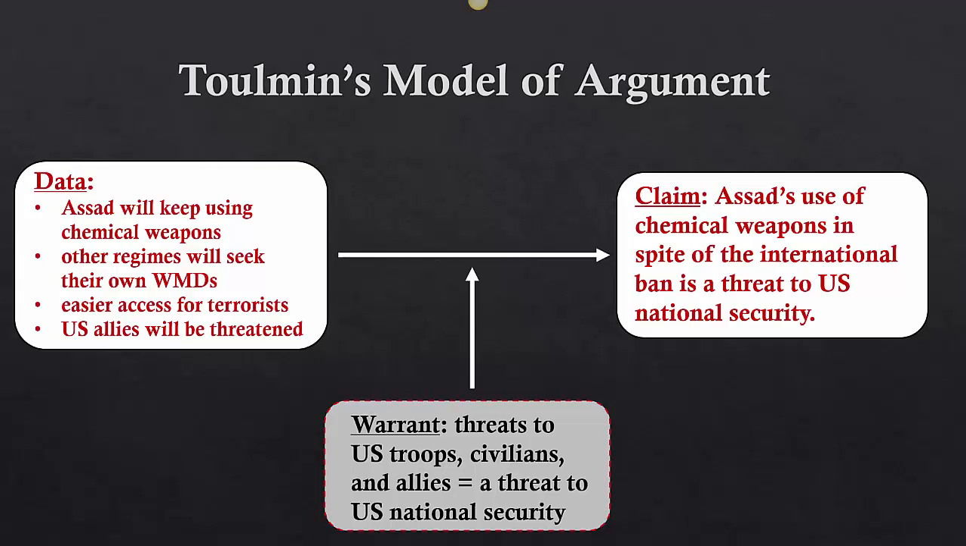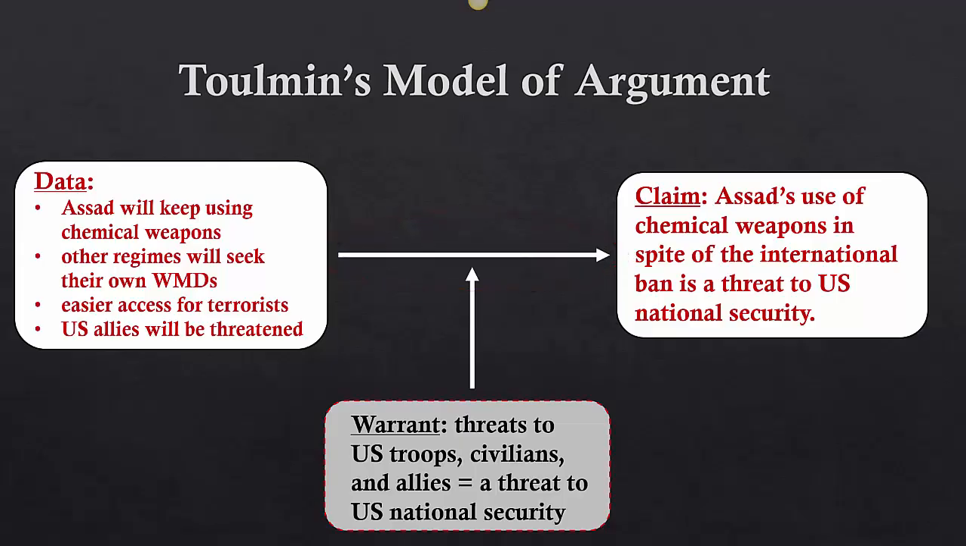So if Assad is going to keep using these weapons, that's going to threaten U.S. troops and civilians, and threatening U.S. troops and civilians is a threat to our security. Therefore, Assad's use of these weapons is a threat to national security. If Assad's use of weapons is going to lead to other regimes trying to get their own weapons, this threatens U.S. troops and civilians and allies, and that's a threat to national security. Therefore, Assad's use of these weapons is a threat to national security, and so on.